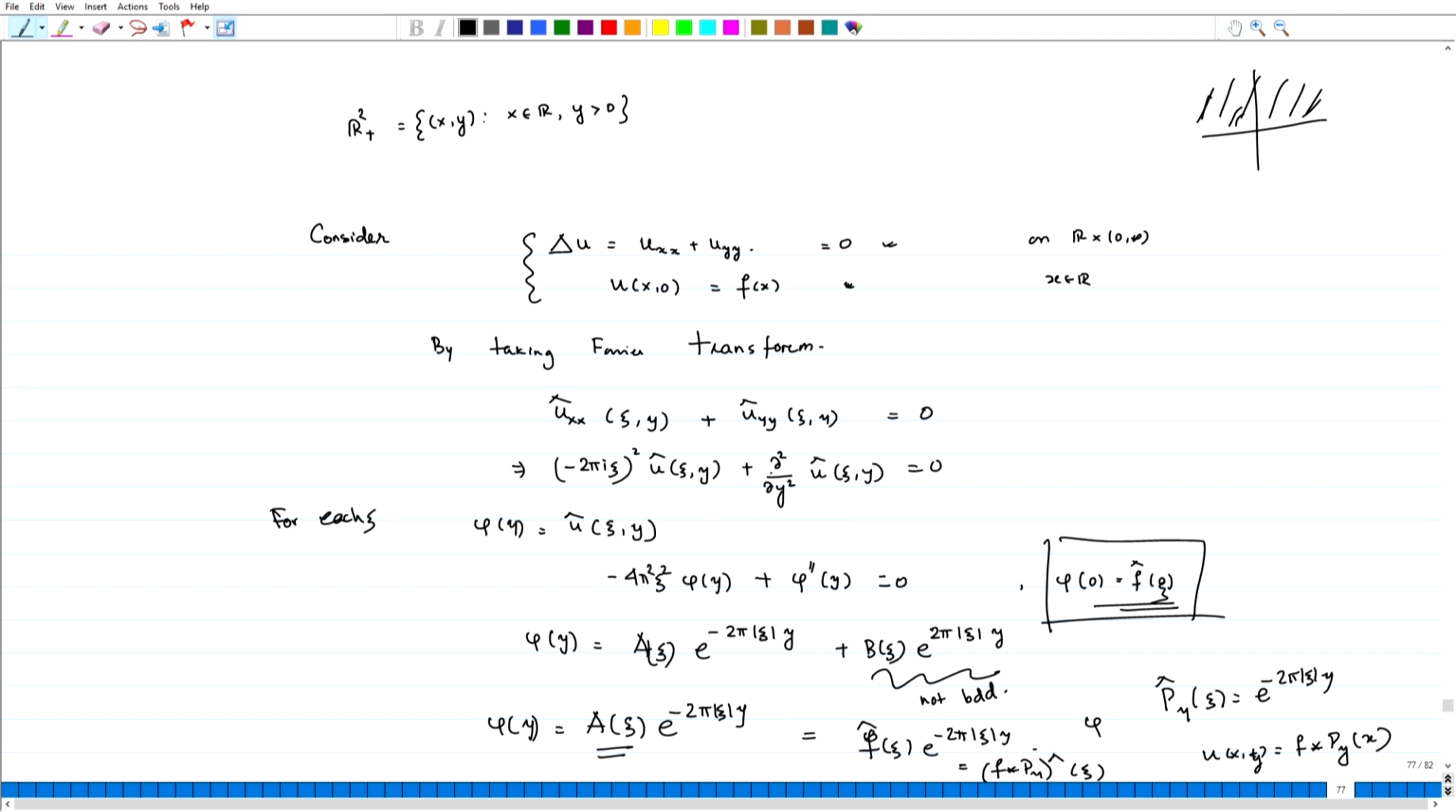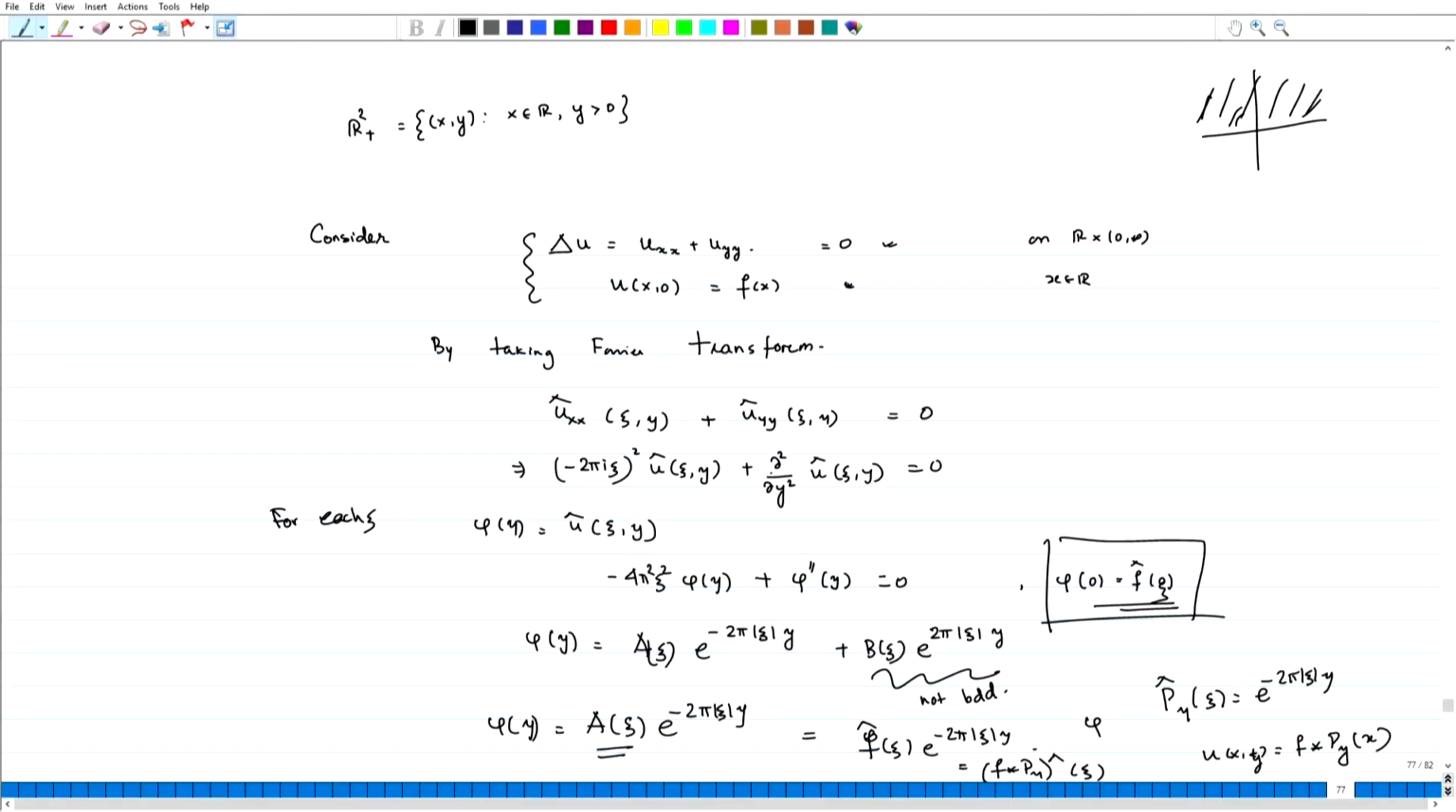Now, what we need to find is what this p_y is. It looks quite familiar to us from when we dealt with the Poisson kernel as a good kernel in the series case. And in the next lecture, we are going to see what is the form of this p_y such that p_y hat of xi is e to the power minus 2 pi mod xi y. Thank you.